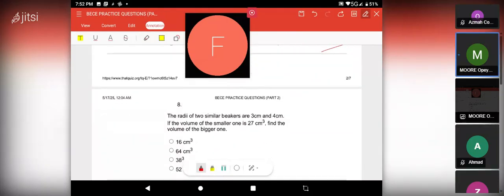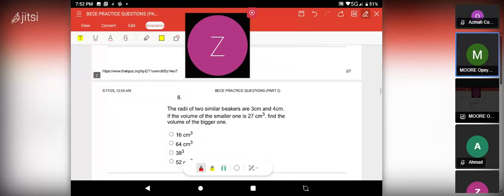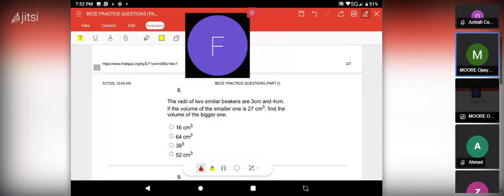The radii of two similar beakers are 3 centimeter and 4 centimeter. If the volume of the smaller one is 27, find the volume of the bigger one. You know what they call scale factor.